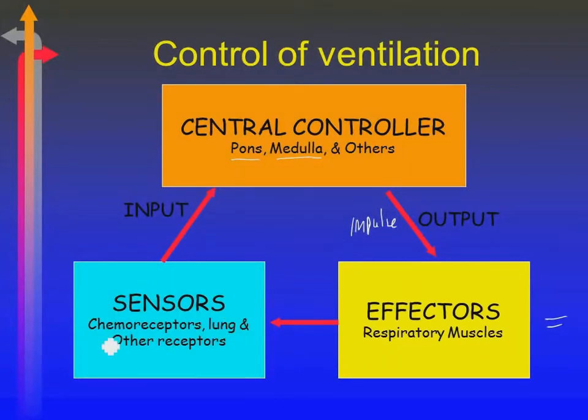Then there has to be some kind of mechanism by which that impulse is stopped. So there's got to be some feedback mechanism present to say, okay, you've taken a deep enough breath, you've successfully removed CO2, and so on. These are chemoreceptors and other receptors present in the lungs that also control ventilation in the process.